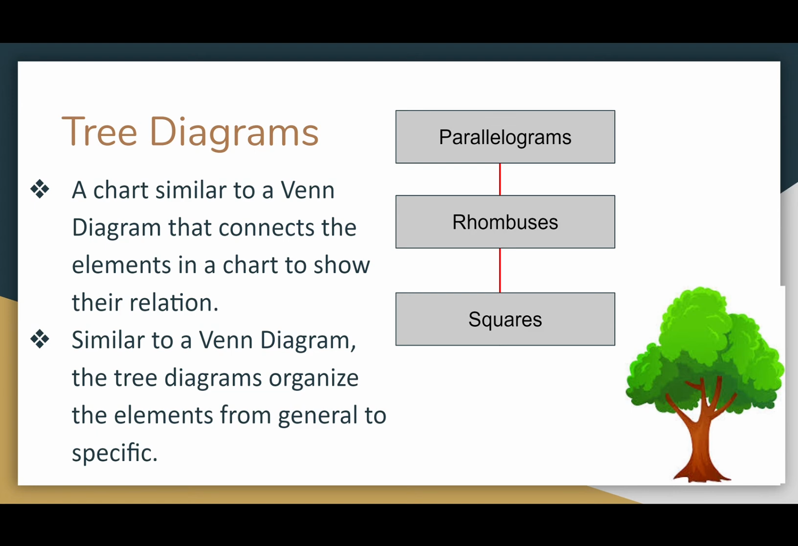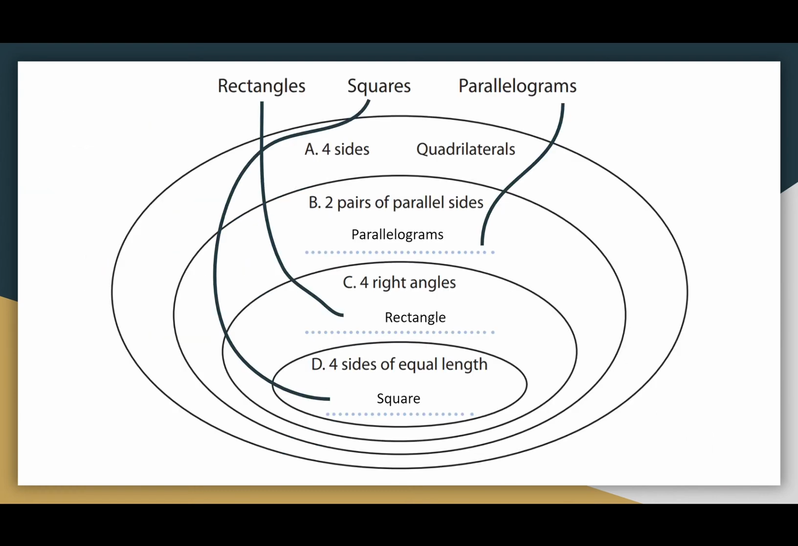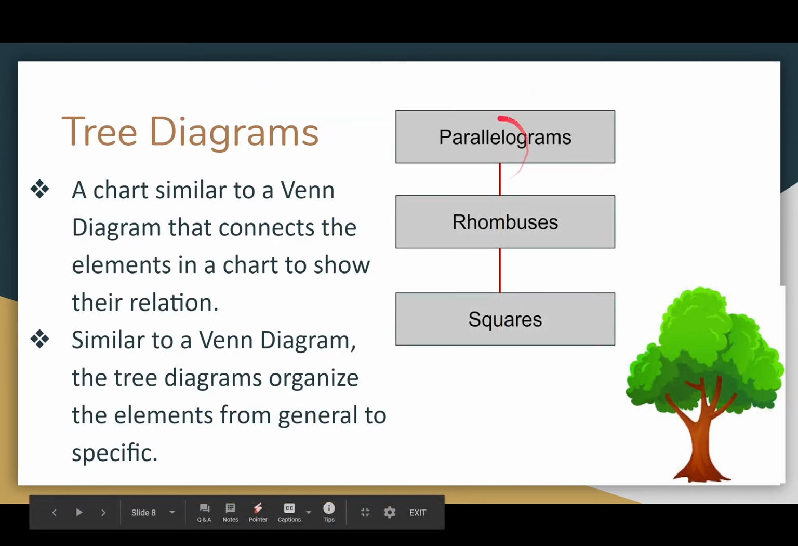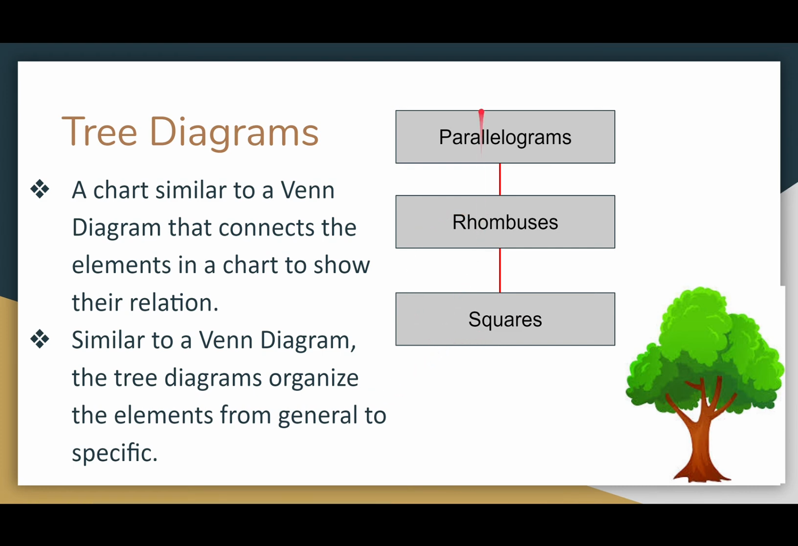In a similar way to a Venn diagram, we can use tree diagrams in a chart form to connect elements to show the relation. We think about a tree because it has branches. We still have the most general up here, and we go down to the more specific. So you can see how similar it is. I'm going to go back to the previous slide. General, specific, specific, specific. General on top, and then we go more specific. Okay, and that's how they organize it.